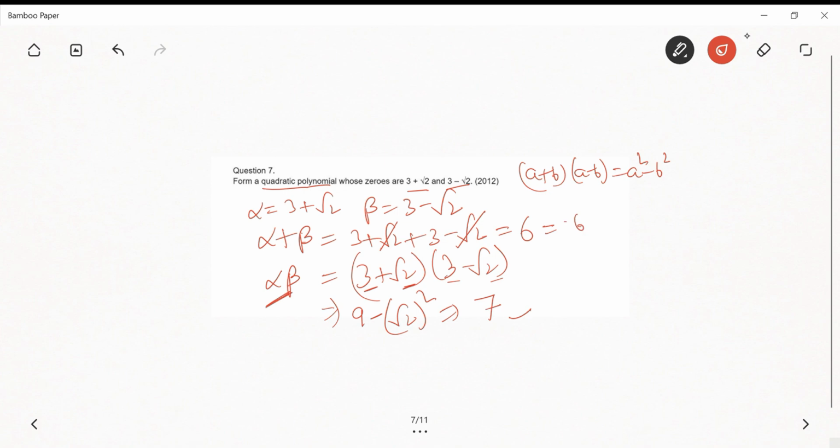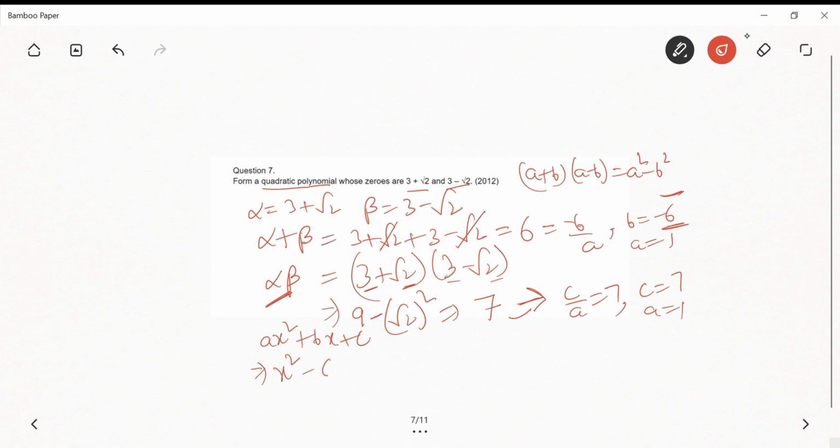Now the sum should be equal to minus b by a, right? So b is equal to minus 6 and a is equal to 1. And from the product condition, c by a is equal to 7. That means c is equal to 7 and a is equal to 1. Now the standard form is ax square plus bx plus c. Correct? So we put the value of a, that is 1, x square, the value of b is minus 6, so minus 6x, plus c. What is the value of c? That is 7. So this is our required quadratic polynomial. Now let's move to the next question.